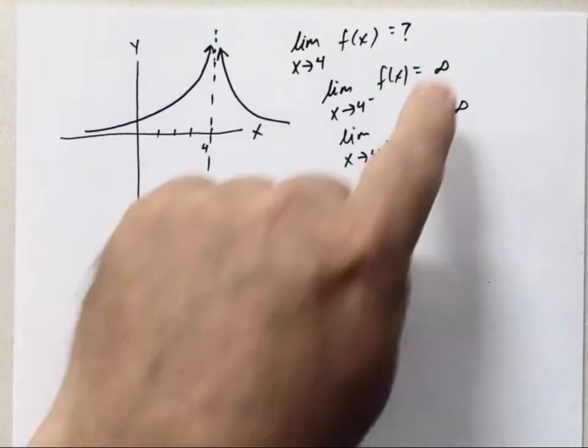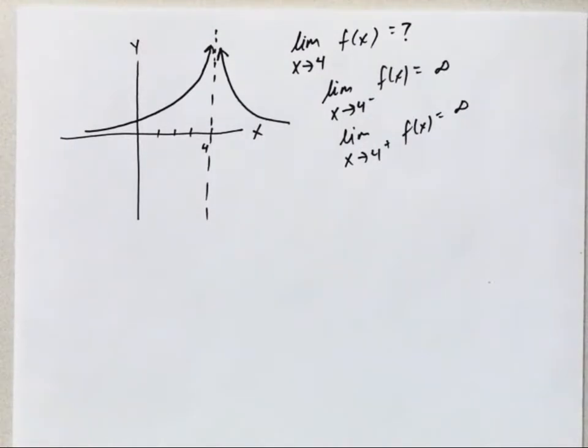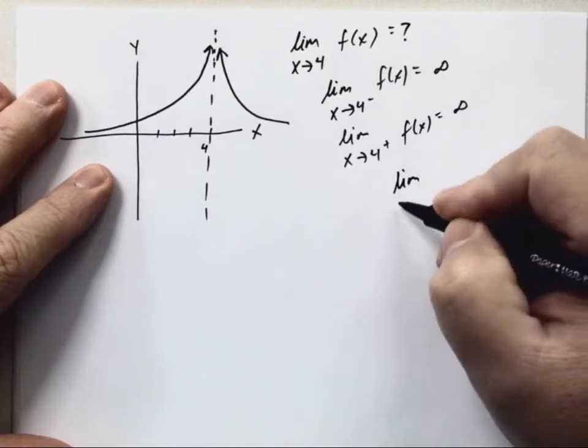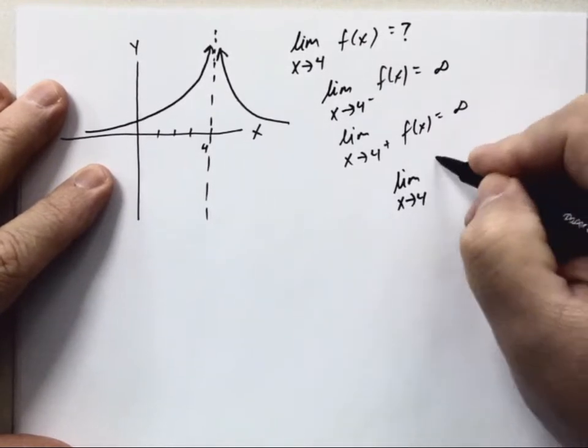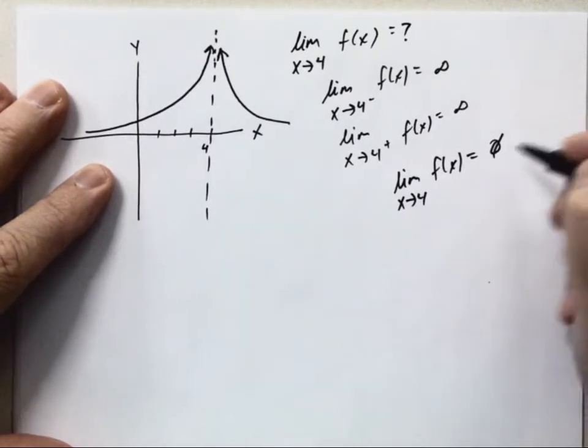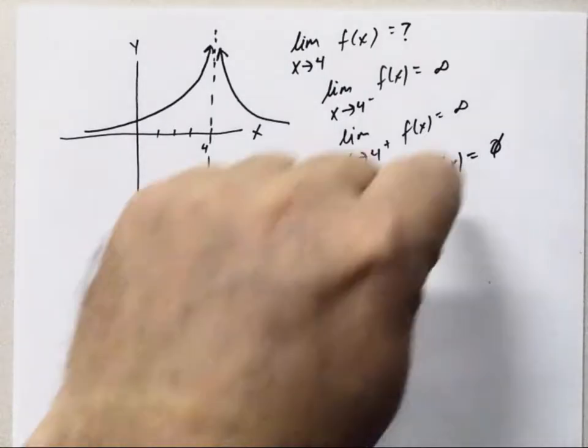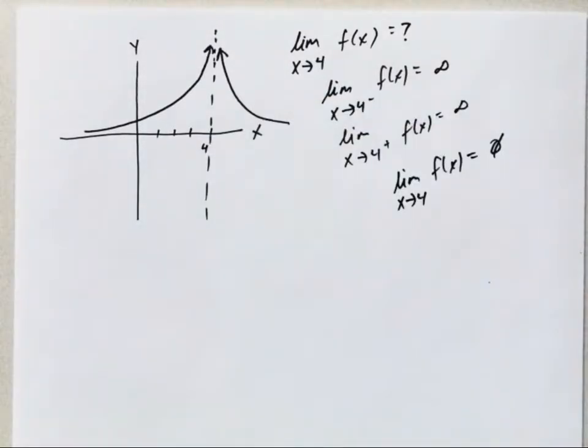Well, when we're looking for limits, we're looking for the limit to equal a number. And infinity is not really a number. I mean, it is a number, but not really. So in this case, once again, this is a case where it's undefined. When we're looking for a limit, we're looking for the value of the function to approach a number. And here it doesn't approach a number, it approaches infinity.